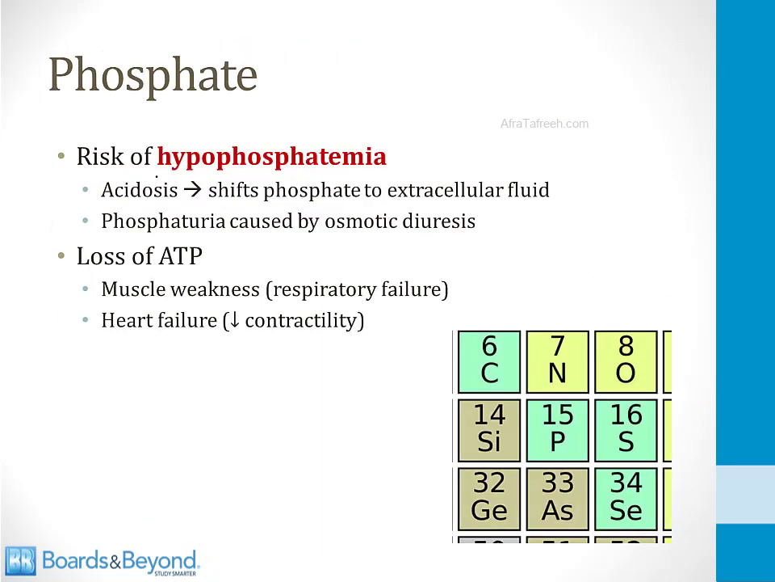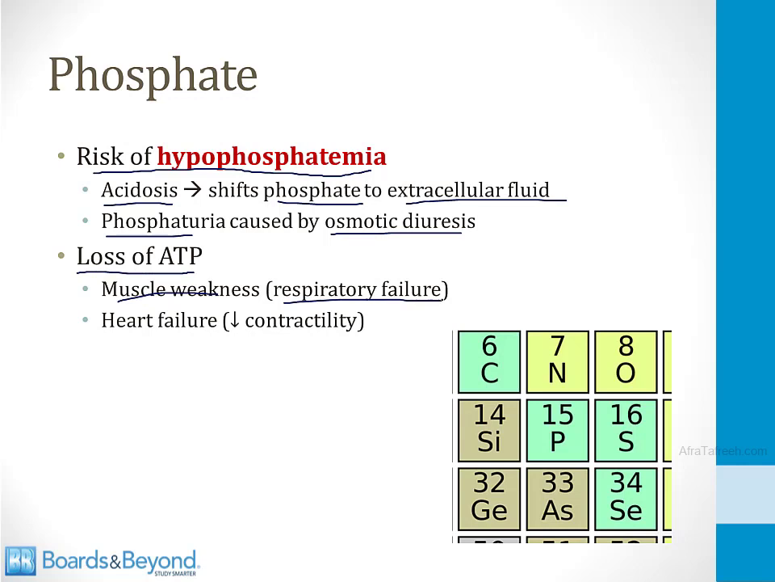As I mentioned in the concept map, there is a risk of hypophosphatemia in DKA. The acidosis can shift phosphate out of cells and into the extracellular fluid. The phosphate can then be lost in the urine. There is significant phosphaturia caused by the osmotic diuresis, and if this is severe, the phosphate level can get very low. If it gets really low, you can lose your ability to produce enough ATP. This can lead to muscle weakness, which can present as respiratory failure.